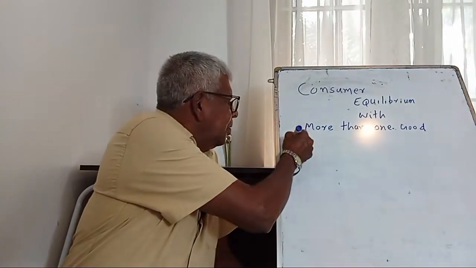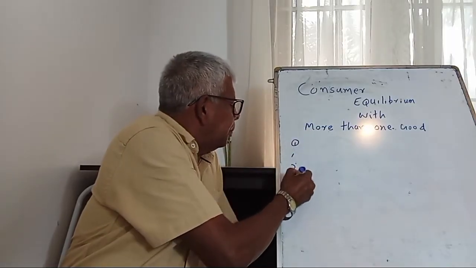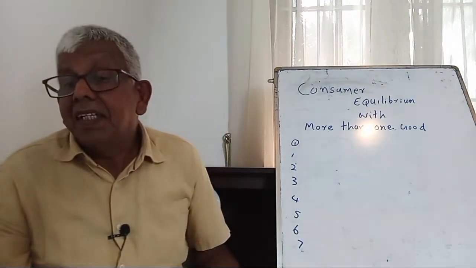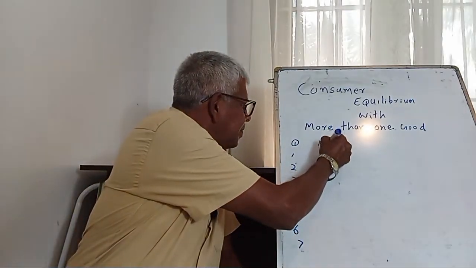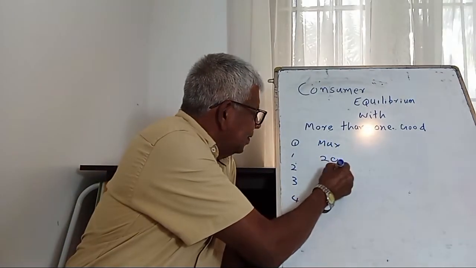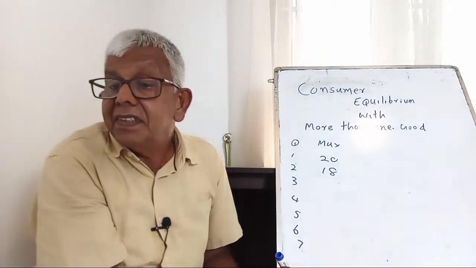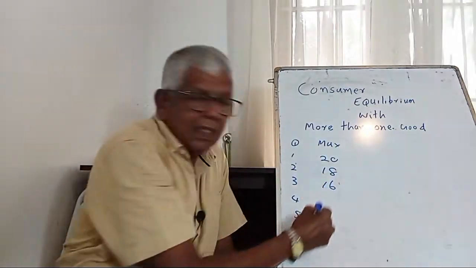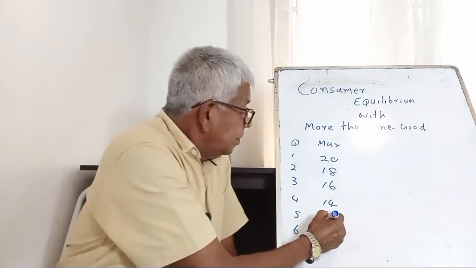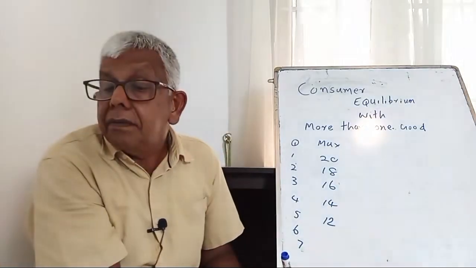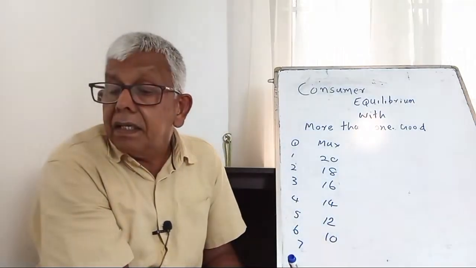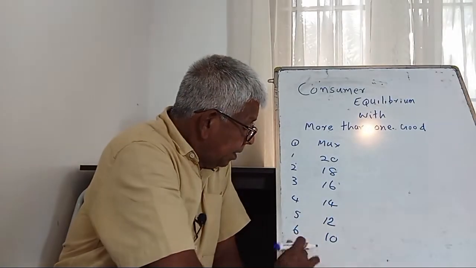Quantity 1, 2, 3, 4, 5, 6, 7. The MUx: 20, 18, 16, 14, 12, 10, and after that 8.